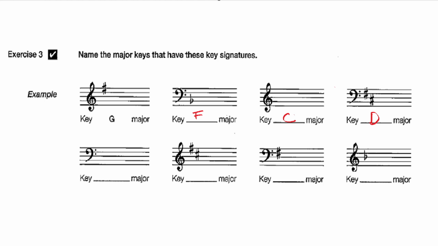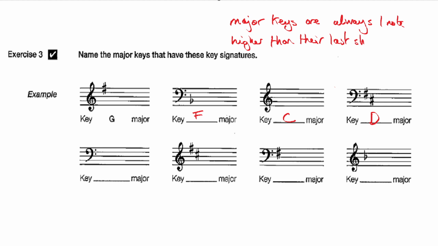You can always learn it by the way that the key works: major keys are always 1 note higher than their last sharp. So if they've got sharps, 1 note higher than the last sharp. You see the last sharp here is C sharp, so that is D major. C is 1 lower than D.